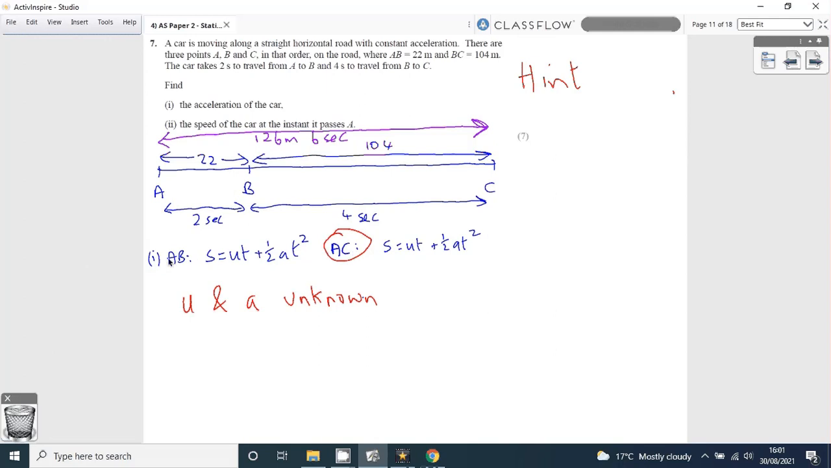Okay, now if we use s equals ut plus half at squared on both of these, our only unknowns are u and a. So we've got two equations, two unknowns. So substitute in for A to B and for A to C, and then use algebra to work out what u and a are.